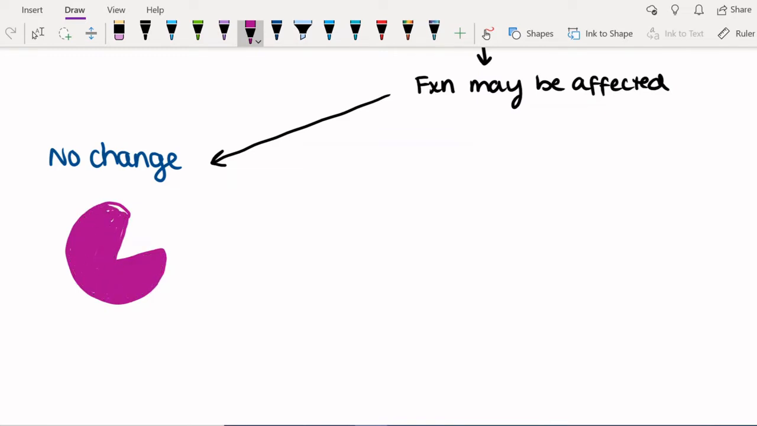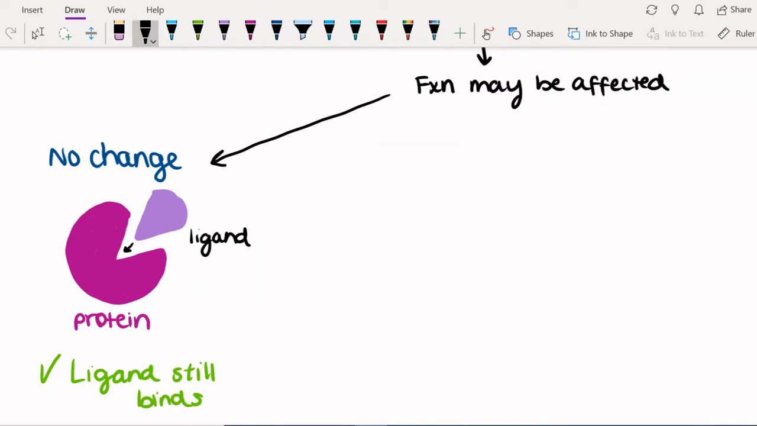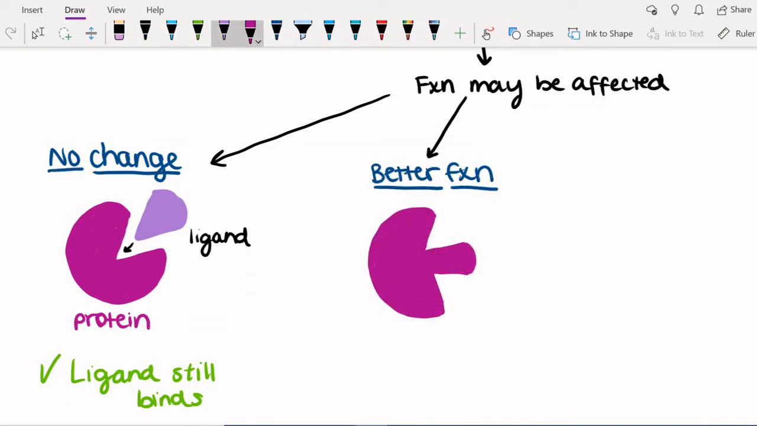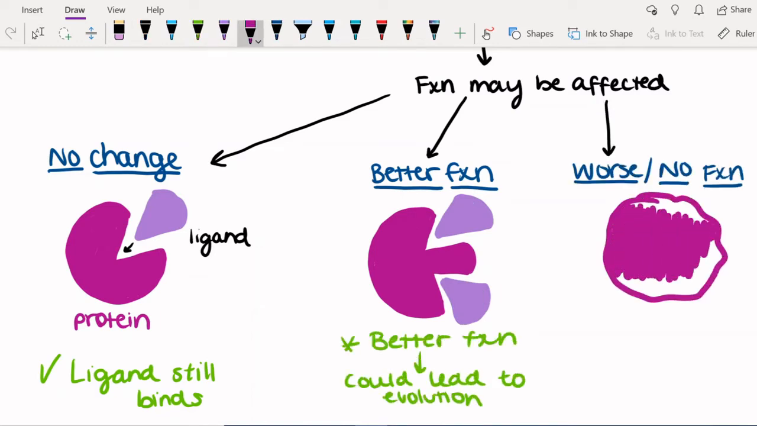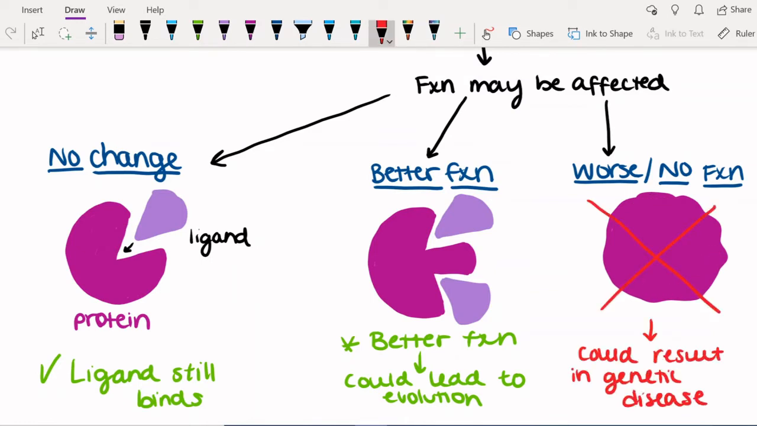Another possibility is that the protein will function much better than before. This is unlikely, but this mutation could lead to natural selection. Most likely, the mutation will cause the protein to be less functional or non-functional. This could cause a genetic disease. In this case, the protein may be harmful to the cell, or it may be degraded by the cell because it doesn't function.